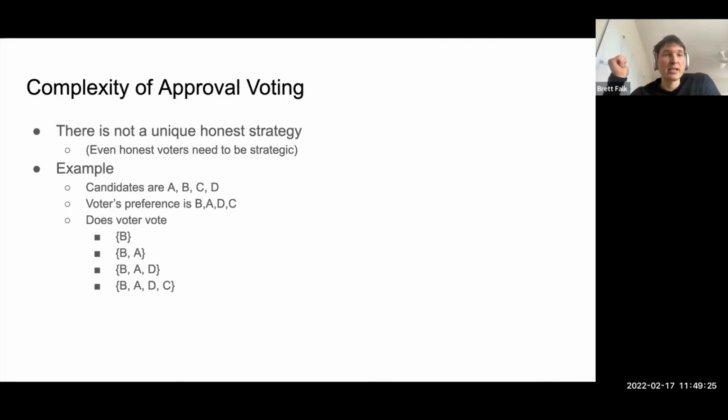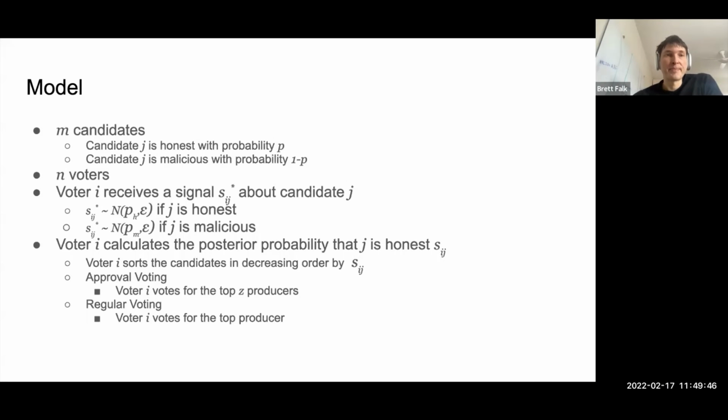And these are all consistent with your preferences, and you have to choose, and your strategy is now going to depend on what you think other people are going to do. And so this is different from single choice voting, where if you're honest and not strategic, there is sort of a natural, single unique strategy. So in approval voting, the voter decision process is kind of hard.